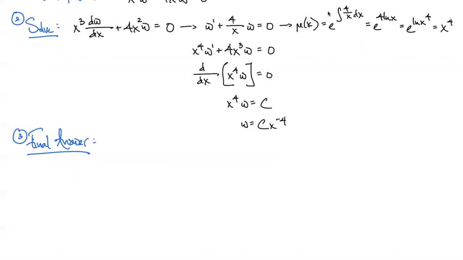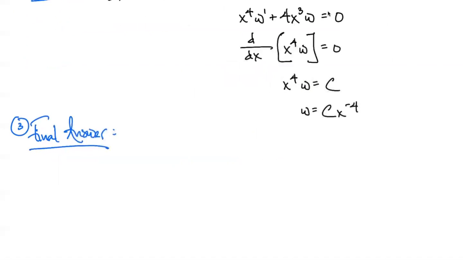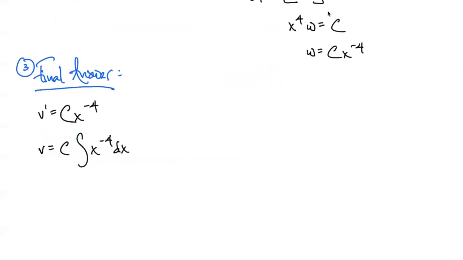All right, so now we have our W, but what we don't have is a V or a Y. And the most important part is we get back to the Y. All right, so we unpack this a little bit. Instead of W, we have V prime equals Cx to the negative 4. We integrate. Turns out this is just the power rule. So negative 1/3 x to the negative 3 plus k.